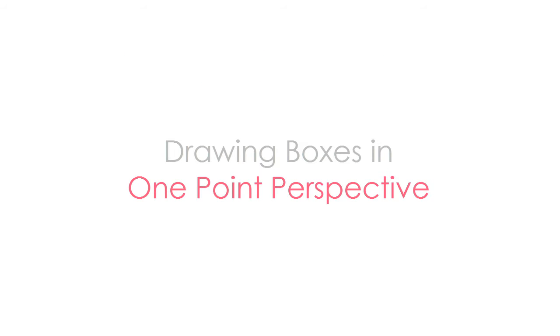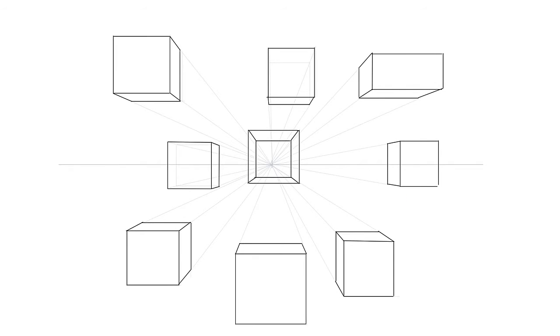Drawing boxes in 1-point perspective. We are going to see some practical examples of how to draw boxes in 1-point perspective. We will start by creating a 1-point perspective setup in our paper. We must first define the eye level of our scene. Next, we will add a single vanishing point somewhere around the middle of the line. Once we have it, we can begin by drawing a box.